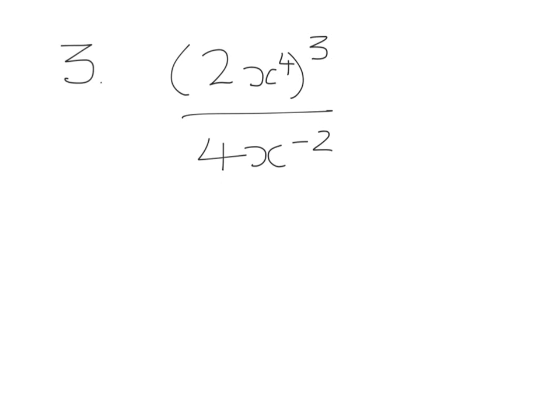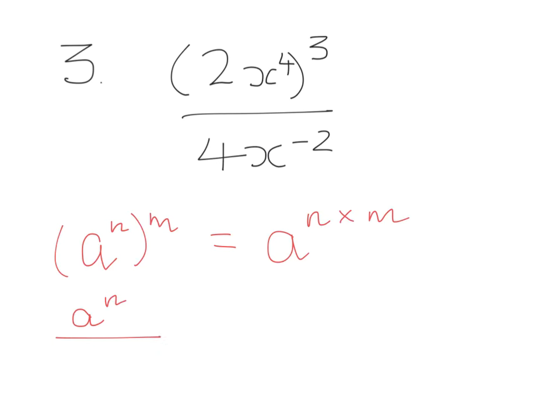For question 3, you need your laws of indices. So if we have a to the power of n to all of that to the power of m, we get a to the power of n times m, so we have to multiply the two indices. If we are dividing, so if we have a to the n divided by a to the m, then we subtract the powers. So you're going to have to use two laws there.